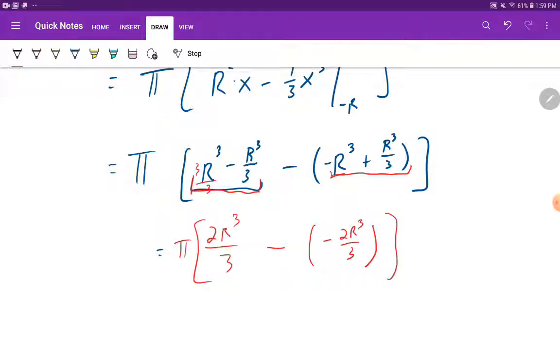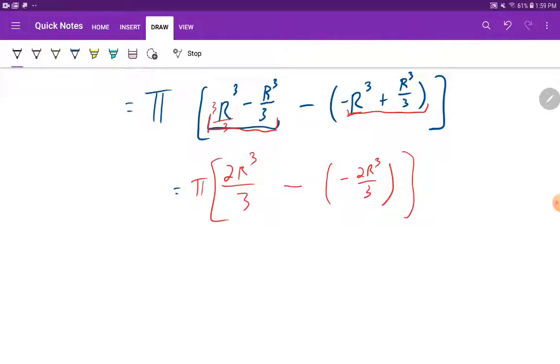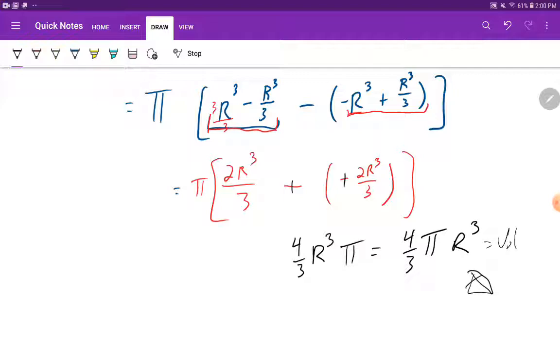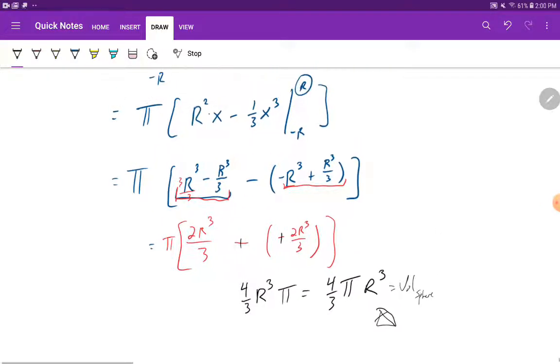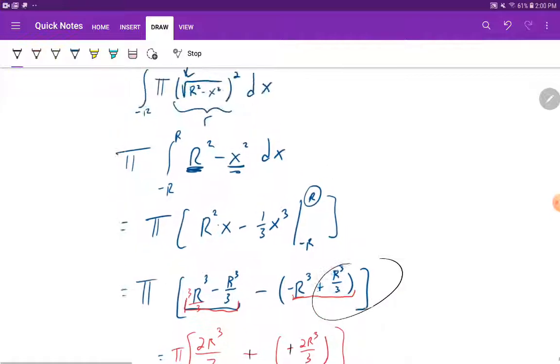Can't forget about that pi. And then so this becomes 4 over 3 R cubed pi, which is in fact the formula, 4/3 pi R cubed. We just did it. We just proved the volume of a sphere using integration. There it is, guys. All right.